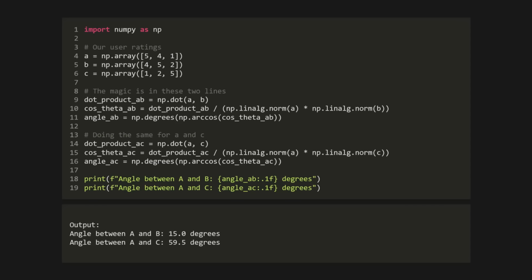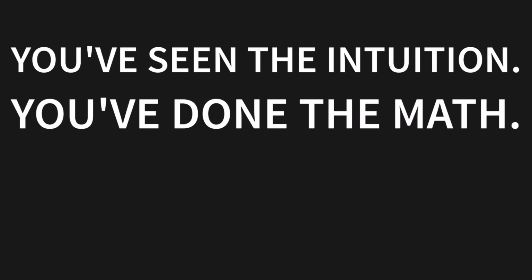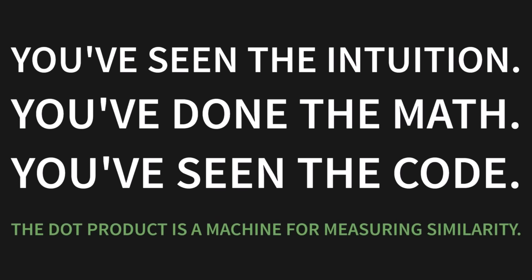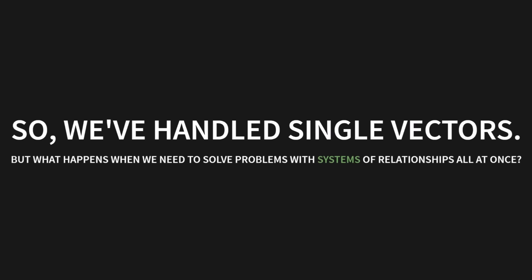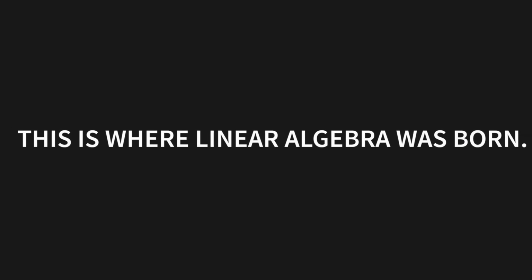The exact same results. You've seen the intuition, you've done the math, you've seen the code. The dot product is a machine for measuring similarity. So, we've handled single vectors. But what happens when we need to solve problems with systems of relationships all at once? This is where linear algebra was born. It wasn't born from abstract math, but from concrete problems.